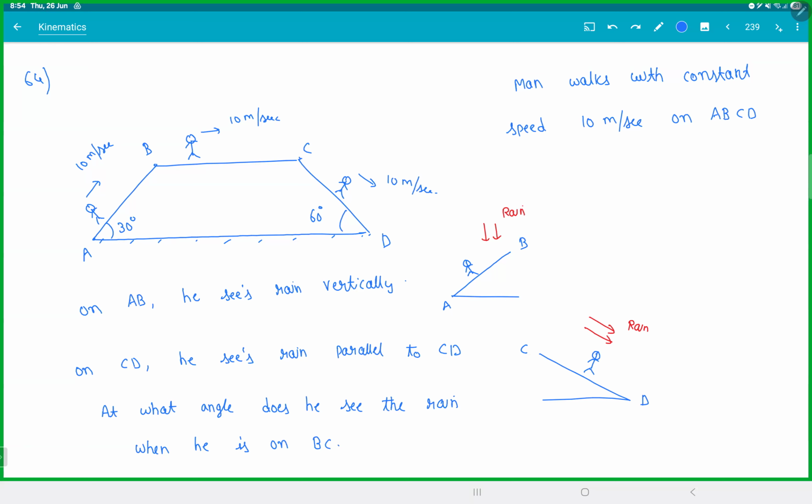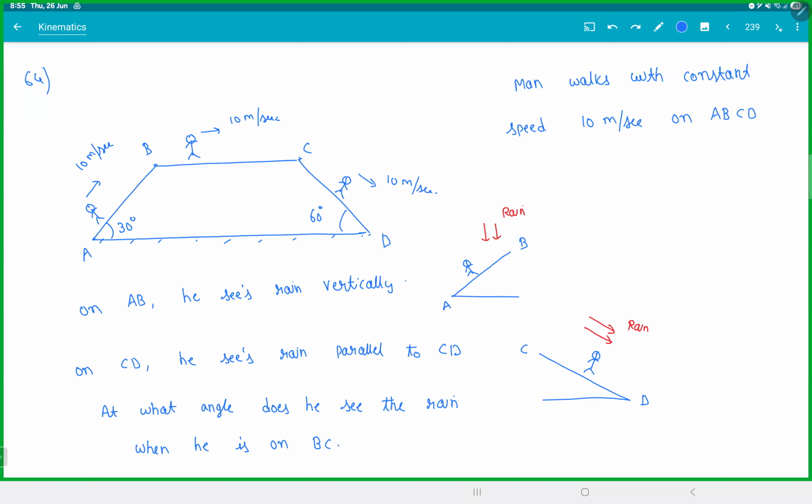Did anyone first? Let's start with that. How is the rain actually falling? Let's start from there. Tan inverse 1/3. Okay, that's not a good angle, but still that's not the answer.